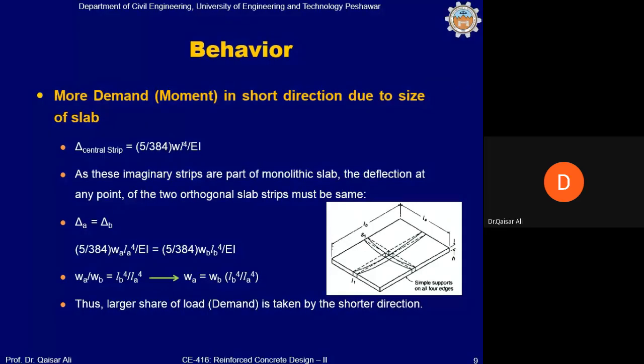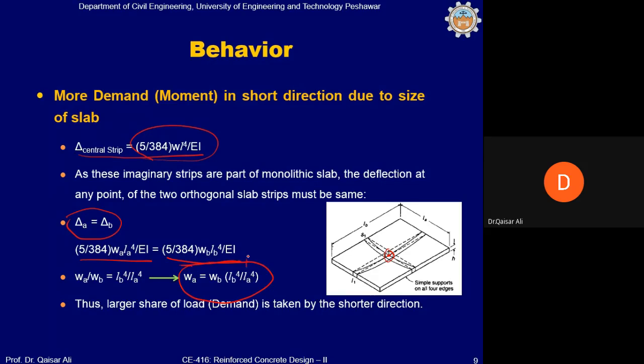This was the derivation. If you take a point here, the deflection will be the same along the longer direction and along the shorter direction. Delta A will be equal to delta B. And if you use the maximum deflection equation for a uniformly distributed loaded simple span, it is 5 divided by 384 WL⁴ by EI. If you put it here, finally you will get this equation.